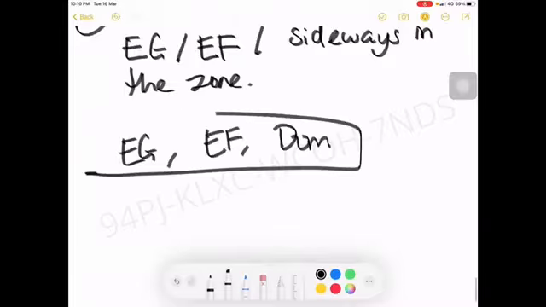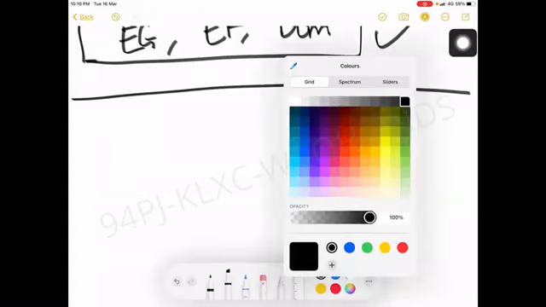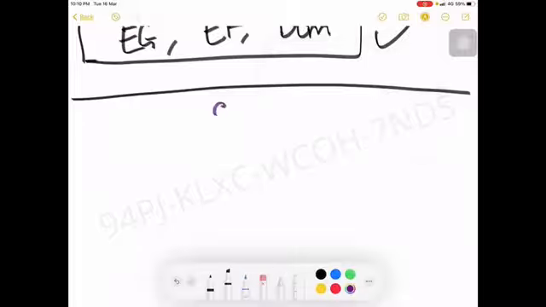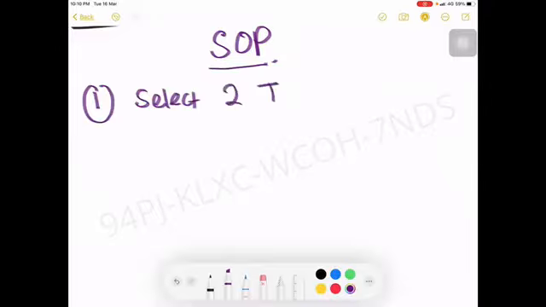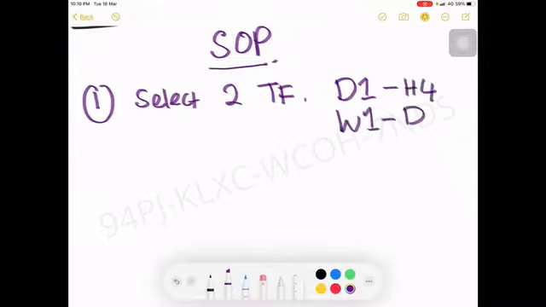Now we are going to focus on the SOP. Now we're going to go for the entry. The first thing is that you need to select two time frames. If you are starting from daily, then you're going to have to go to H4 as well. If you are starting from weekly, then you are going to go to daily as well.